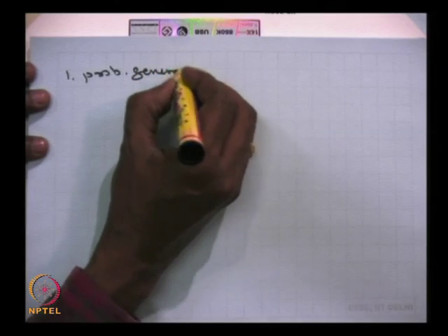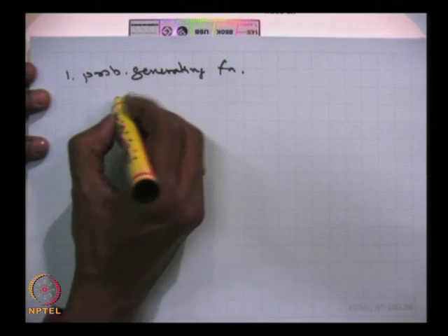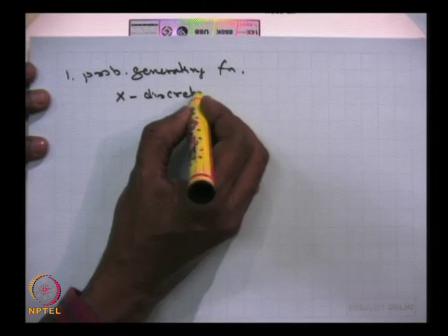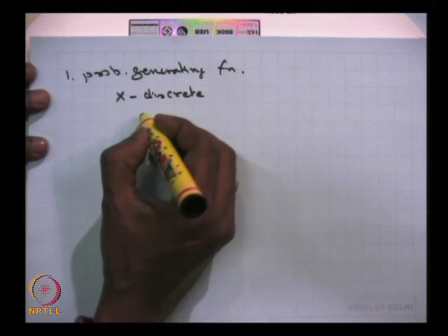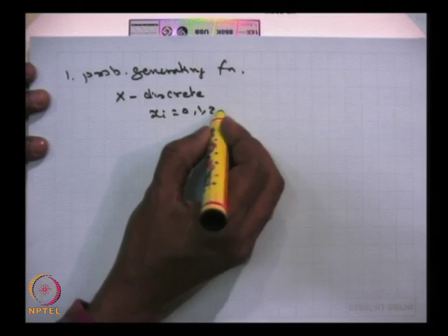Followed by this, now we are going to discuss a few generating functions. The first one is called the probability generating function. This is possible only when the random variable is a discrete random variable, and the possible values have to be 0 or 1 or 2 and so on.